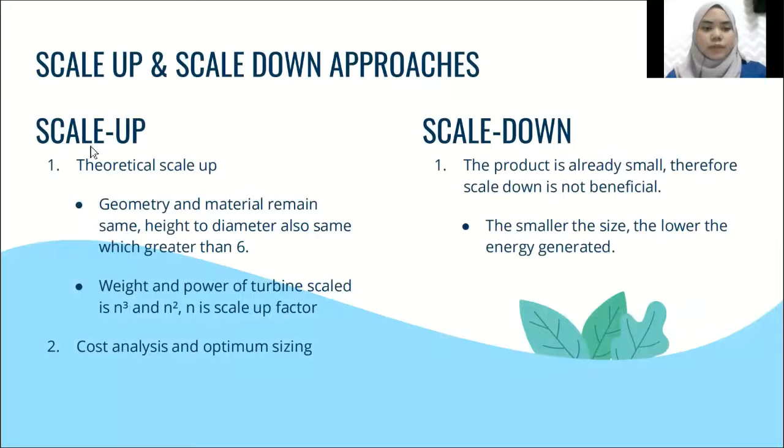Next, for the scale-up approaches of our product, the first approach is the theoretical scale-up, where the geometry and material remain the same, and the height to diameter ratio also remains the same, which is greater than 6. The weight and power of the turbine are scaled by n to the power of 3 and n to the power of 2, where n is known as the scale-up factor. Finally, the cost analysis is carried out and the optimal sizing will be determined at the most cost-effective product.